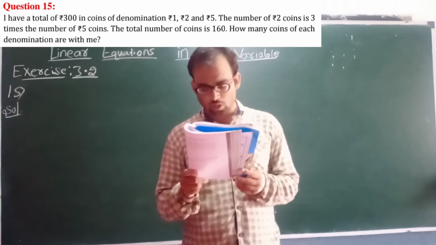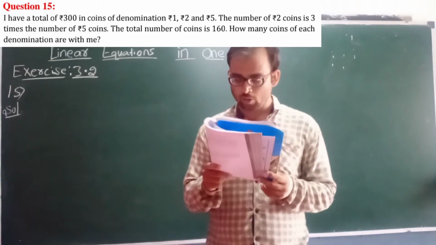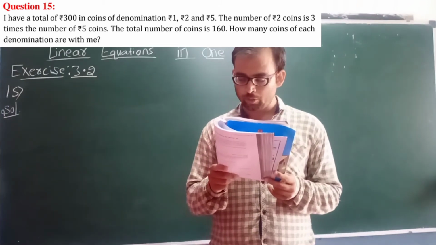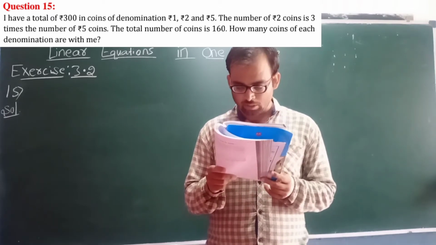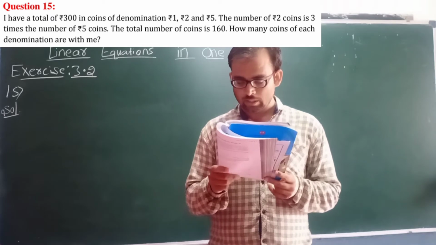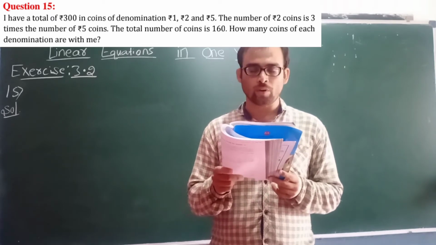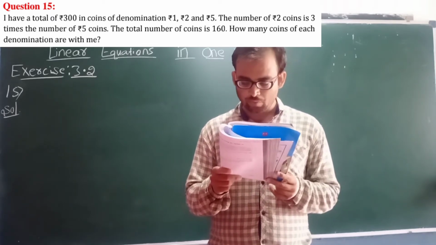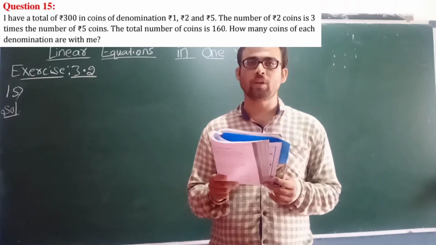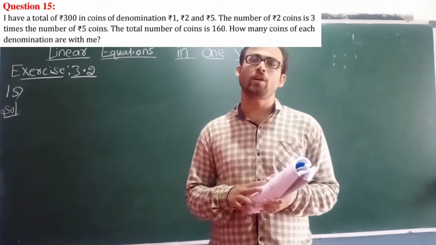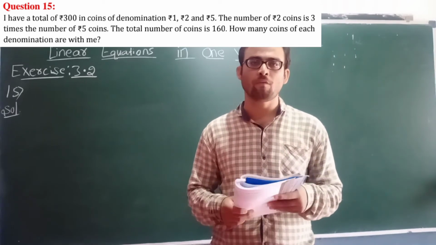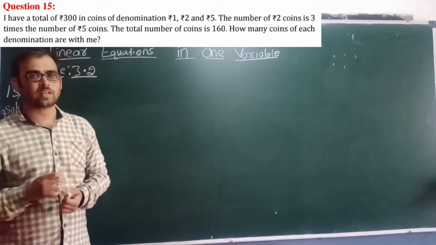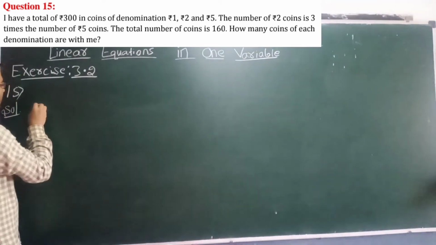I have a total of rupees 300 in coins of denominations rupee 1, rupee 2 and rupee 5. The number of 2 rupee coins is 3 times the number of 5 rupee coins. The total number of coins is 160. How many coins of each denomination are with me? Okay, so here what you need to find? How many coins of 1 rupee are there, coins of 2 rupees are there and how many coins of 5 rupees are there. Now let us take the number of 5 rupee coins as x.